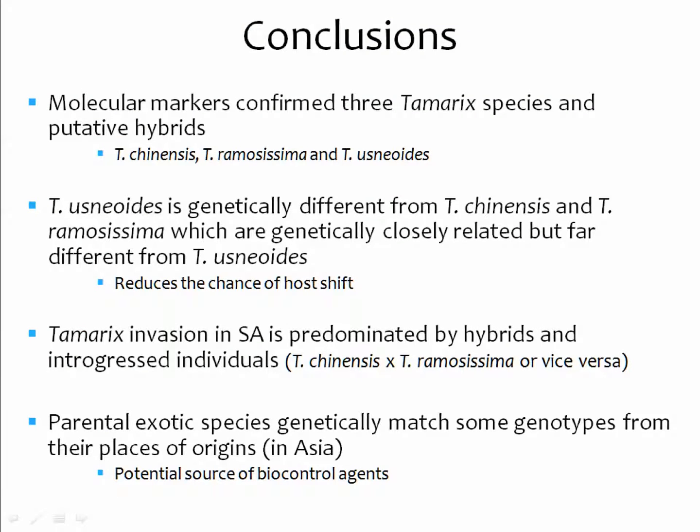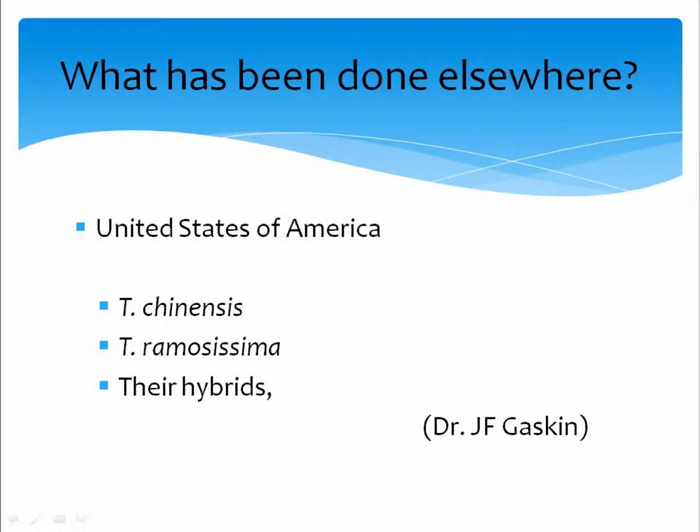Based on that, I just want to conclude and say that the molecular markers that I looked at have shown that we've got only 3 species in South Africa and the hybrids. Also, the genetic differentiation between the exotic and the indigenous species has been shown, whereby the exotic species are closely related to each other, but different from our indigenous species. The Tamarix invasion in South Africa is dominated by hybrid individuals, contrary to what was thought previously, that it was one of the parent species. We've also found that the parental types of the exotic species match the genotypes from their place of origin.